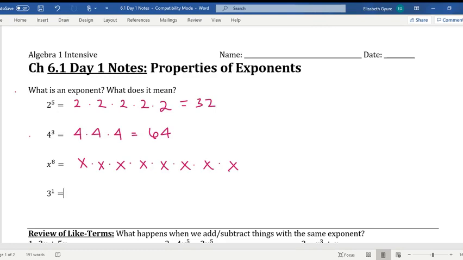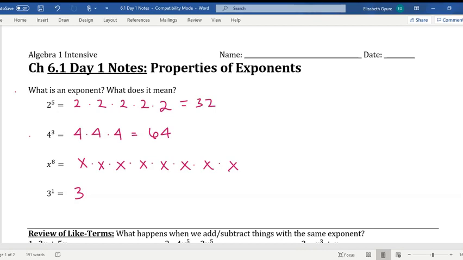What do you think 3 to the 1 then means? If you have an exponent of 1, how many 3's are you going to have? Yeah, it's just one of them, right?